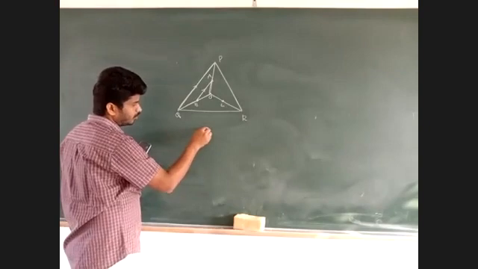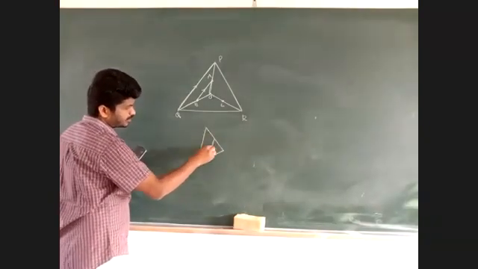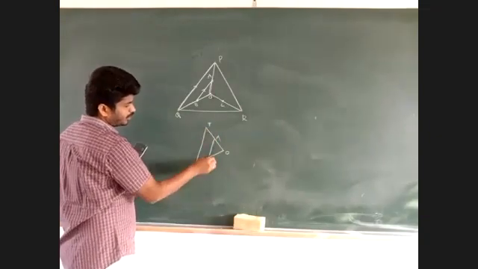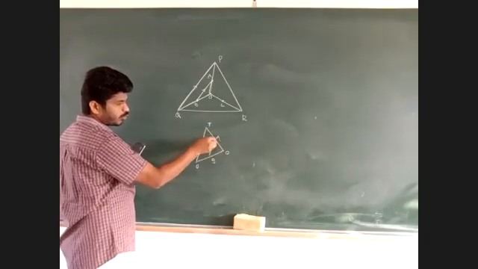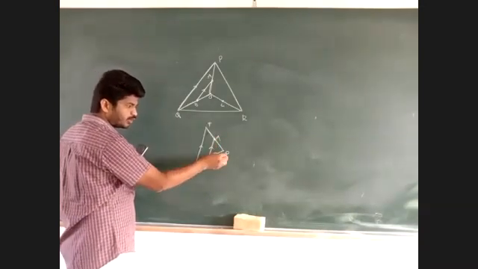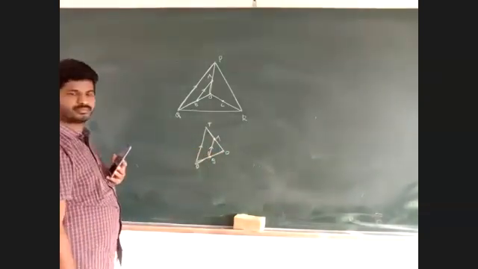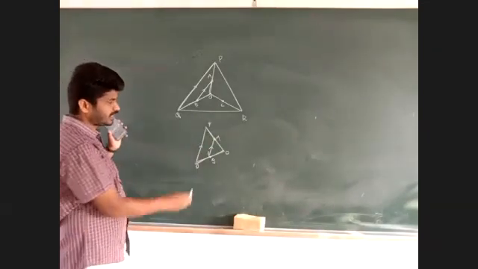OA by AP equals OB by BQ. Very good, BQ. OA by AP equal to OB by BQ. That's all. Is it right, all of you? Is it clear, this condition?